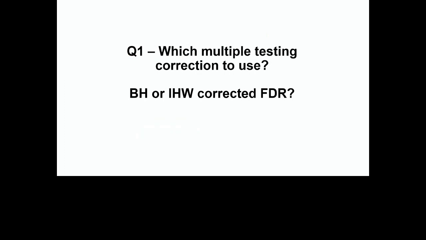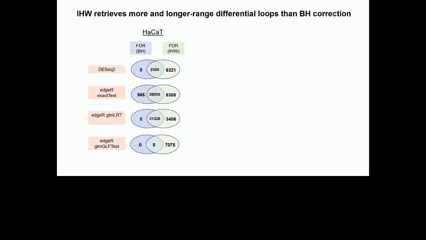So the first question we want to answer is which multiple testing correction to use, the BH or the IHW corrected FDRs. In the HiChIP dataset, we can see that the IHW correction retrieves way more interactions and that the FDR-BH is a subset from this set of interactions.